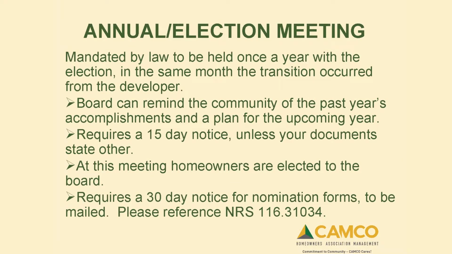Your annual election meetings are mandated by law to be held at least once a year in the same month the transition occurred from the developer, or in any other regular annual established occurrence. The board can remind the community of the past year's accomplishments and plan for the upcoming year. The annual and election meetings require a 15-day notice unless your governing documents require otherwise. It's very important you check your requirements so that you're not out of compliance.